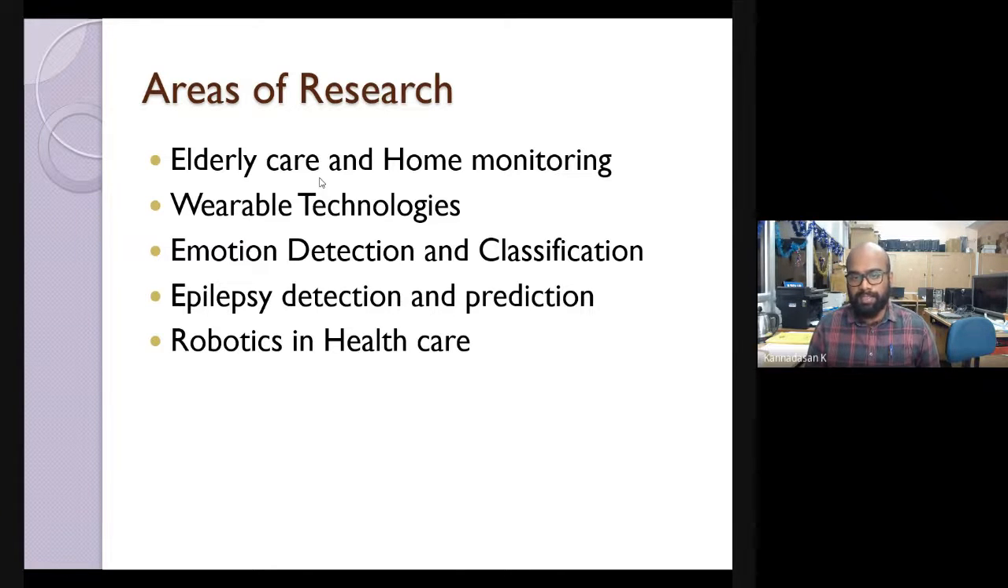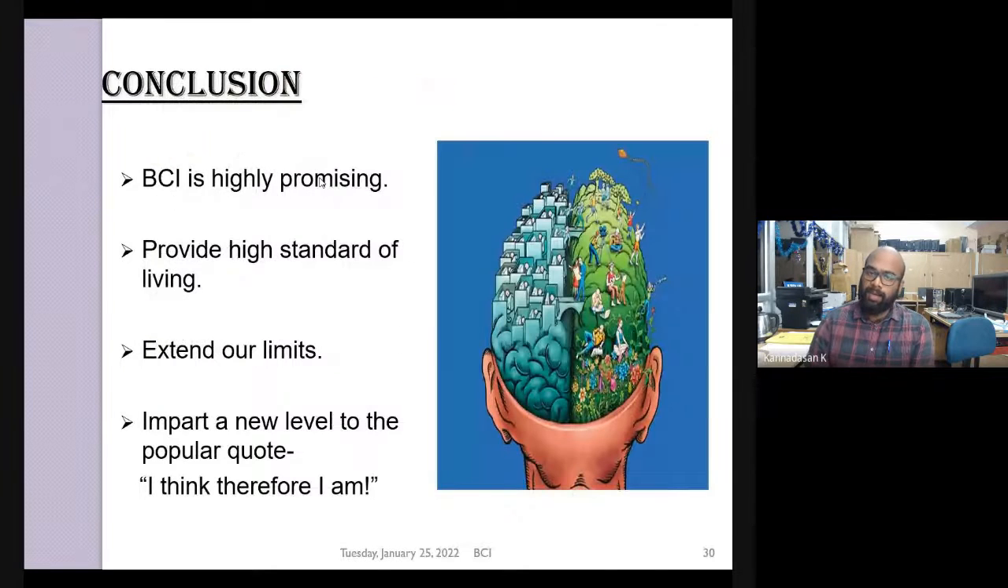So what you can do is, when you are trying to predict epilepsy beforehand, it will be easy for you. I mean, it will be a great thing to do in the field of medical research. And then apart from that, robotics in healthcare, like a lost robotic arm or hand or leg, whatsoever it is. Robotics in healthcare is another research area where it can be picked up and worked on. So to conclude, BCI is a highly promising research area.